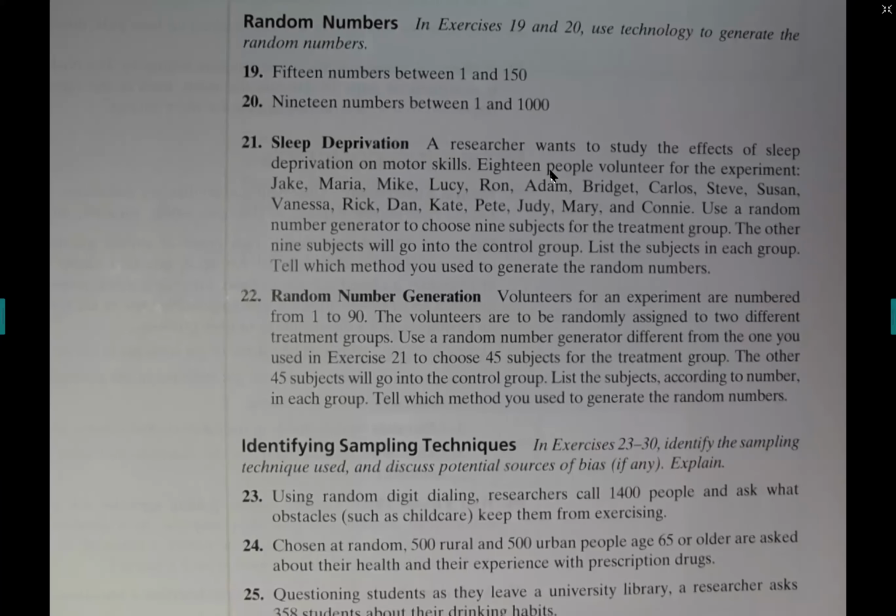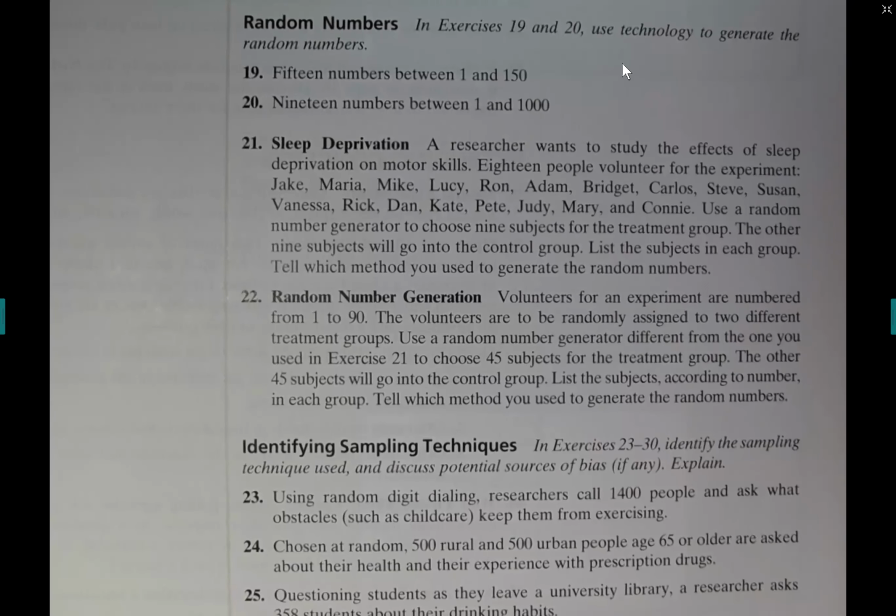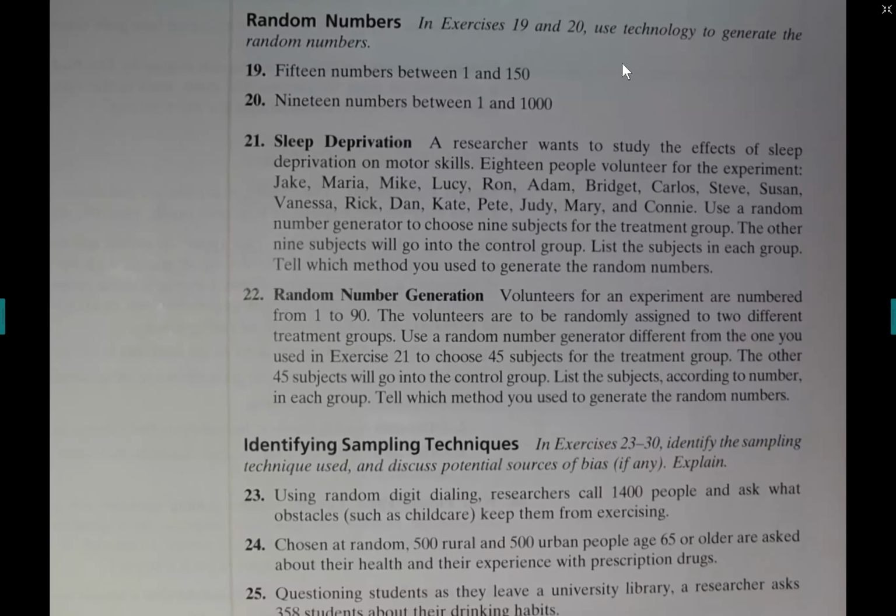Is there a potential source of bias here, if any? What would that be? Maybe some people won't answer or won't participate. That's right, and some people even don't have phones. That's true. Although it is a good sampling technique, there is a little bit of bias there.